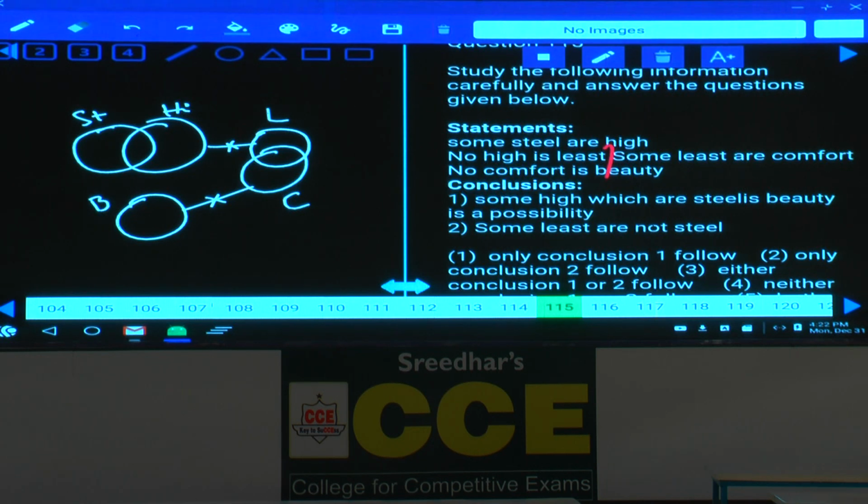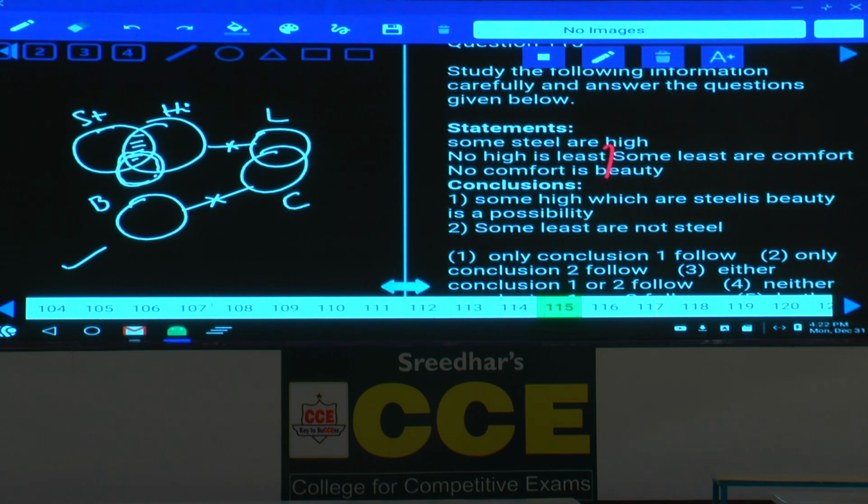Then with the help of this, the first conclusion: some high which are steels are beauty is a possibility. This is the intersection between high and steel, and it is beauty as well. Is it possible or not? Tell me whether we can draw beauty like this, as it is a possibility. Hence the first conclusion is definitely true.